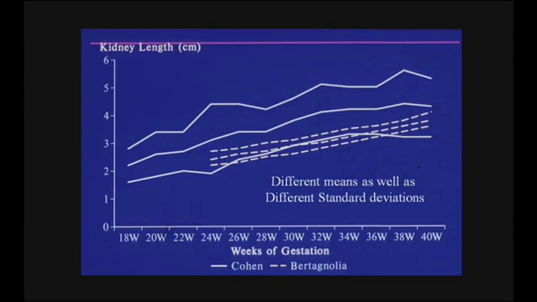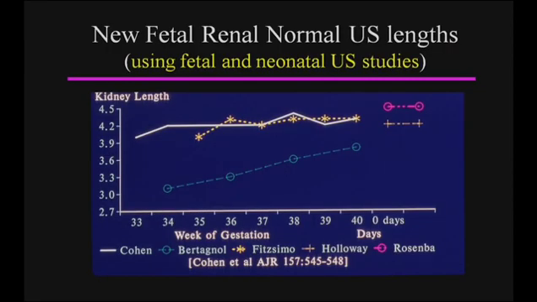So again, our studies show there were different means as well as different standard deviations for normal renal length. When one says something that's quite different than what has been used in the literature, one has to prove it. And we were fortunate that not only was there a Holloway study and a Rosenbaum study that showed measurements of full-term neonates, but there was also a Fitzsimons study that showed the measurements of premature neonates.